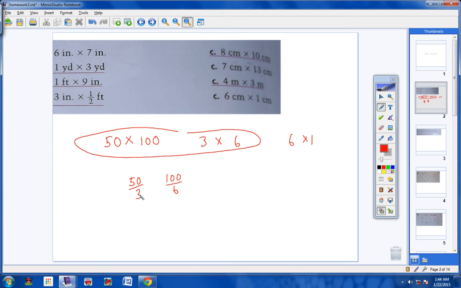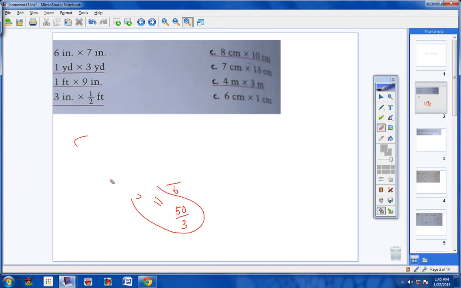You cannot reduce this fraction here, but you can reduce this one, and it reduces to, look at that, 50 over 3. So these two fractions here are equal. They do equal each other. So these two rectangles that have these dimensions are similar. They are similar. Okay. All right. Moving on to number 15.